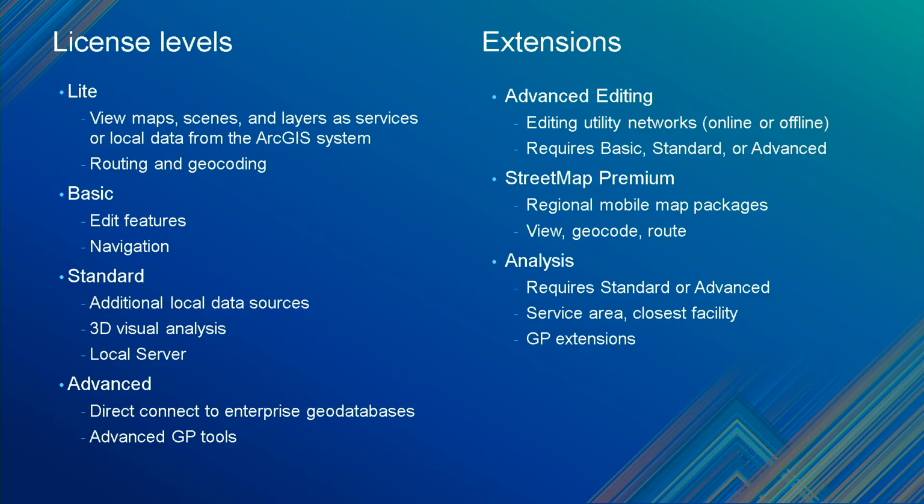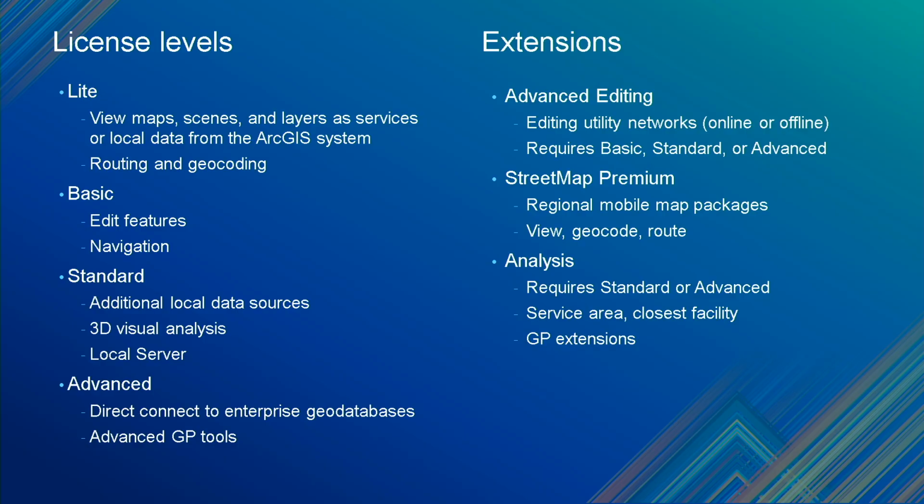Now, if we take a look at our extensions, we have an array of extensions. The first one is Advanced Editing. The Advanced Editing license enables a number of different advanced editing workflows. It's enabled with Basic license level or higher. Generally, this is what's used when you're editing and updating a utility network, right, whether online or offline.